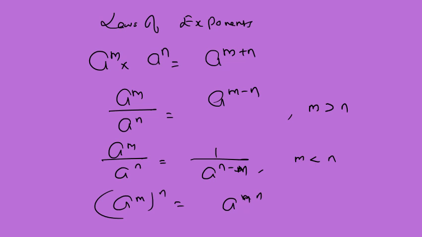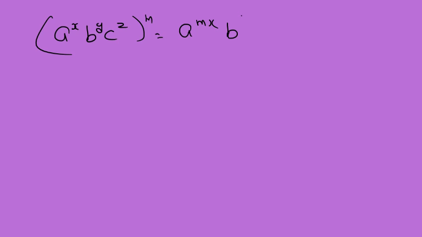Now, a raised to x, b raised to y, c raised to z, the whole raised to m, is equal to a raised to mx, b raised to ym, c raised to zm.